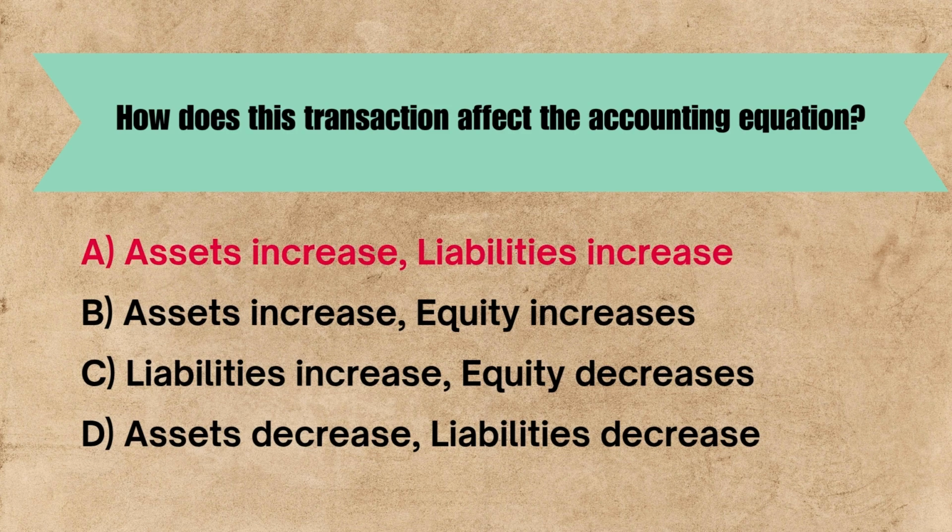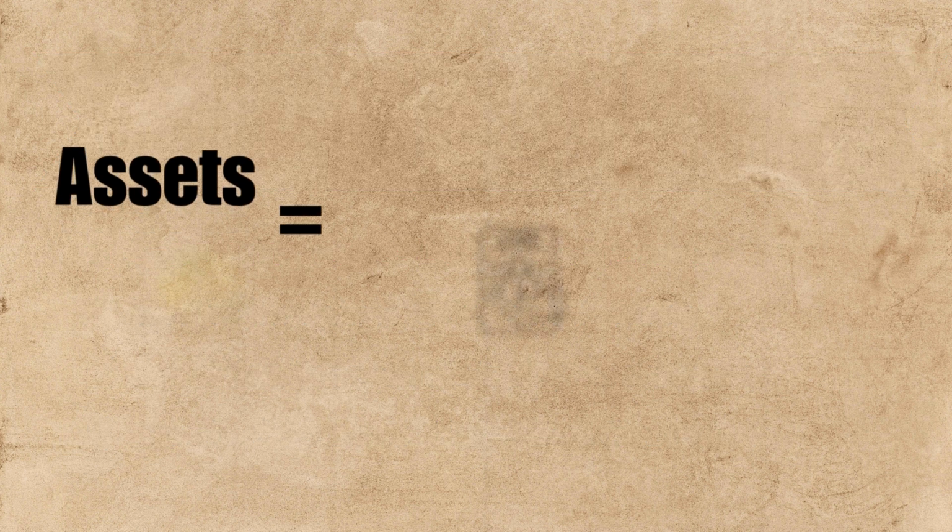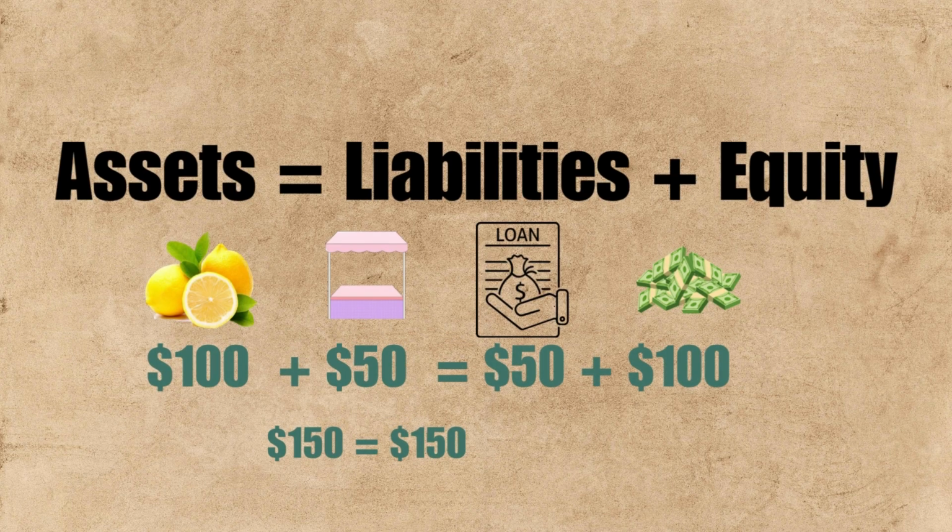The answer is A, assets increase and liabilities increase. Alex gains the table, which is an asset, and now owes $50 to his friend, which is the liability. So now Alex has $150 in assets. Those assets were made up of the lemonade supplies and table. Those assets were obtained from $100 from his own investment and $50 from the loan. That's $50 in liabilities and $100 in equity.